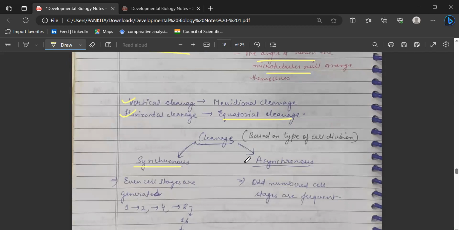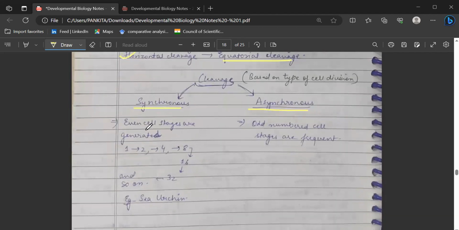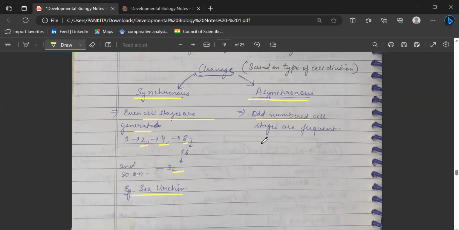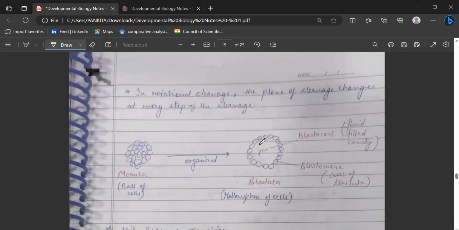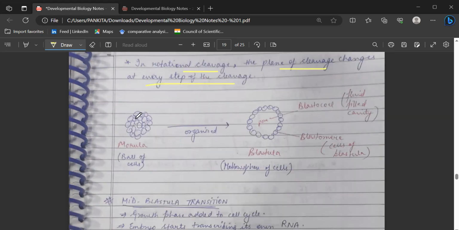Based on the type of cell division, cleavage is of two types, either synchronous or asynchronous. In case of synchronous, even cell stages are generated. From one cell, two will be generated, then further 4, 8, 16, 32, and so on. For example, in sea urchin, the cleavage is synchronous. In case of asynchronous, odd number cell stages are frequent. In case of rotational cleavage, the plane of cleavage changes at every step of the cleavage.